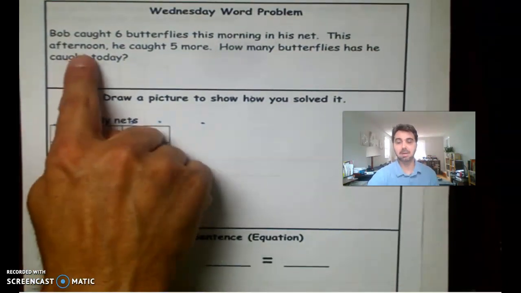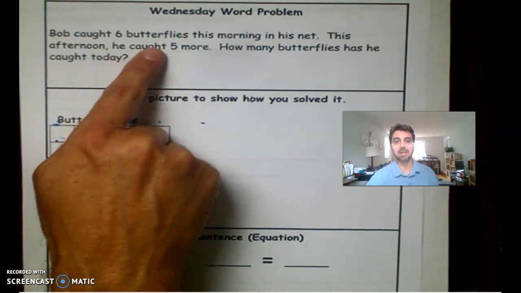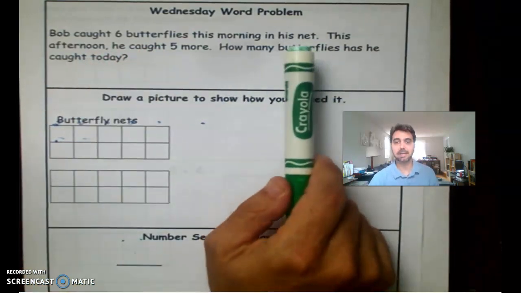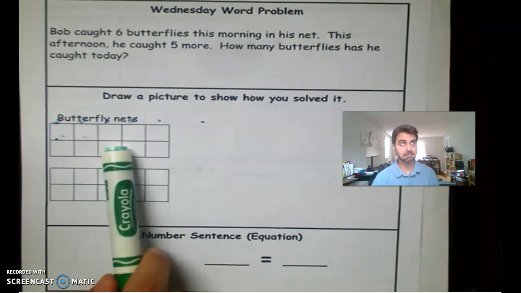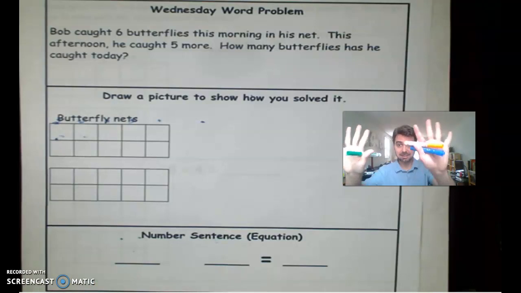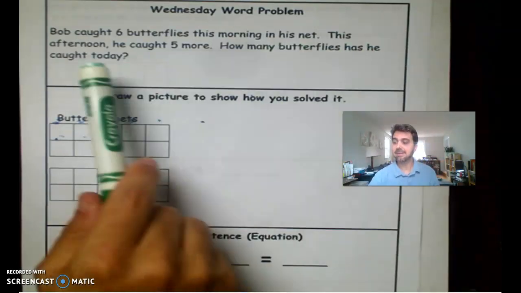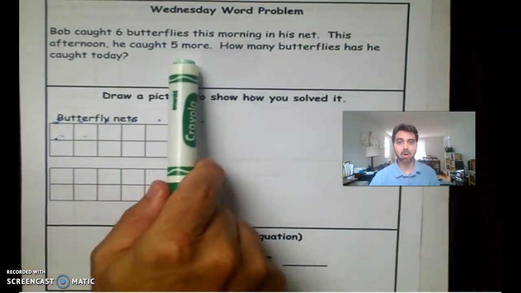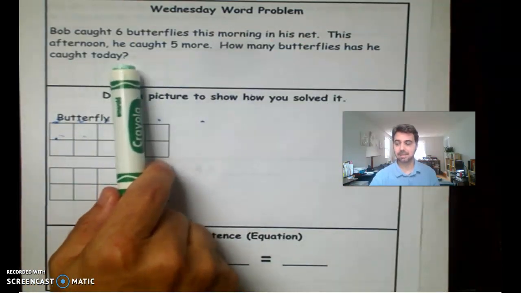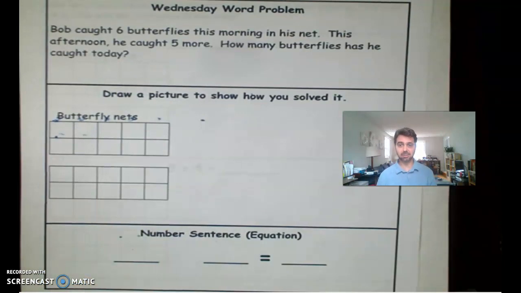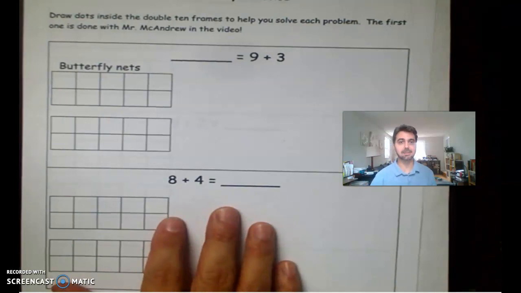It says, Bob caught 6 butterflies this morning in his net. Now remember, these nets can only hold how many butterflies? Show me in fingers. Show me. That's right, 10. This afternoon, he caught 5 more. How many butterflies has he caught today? Okay, so solve this the same way we just did Felicia's. Okay, and then you have some practice to do.